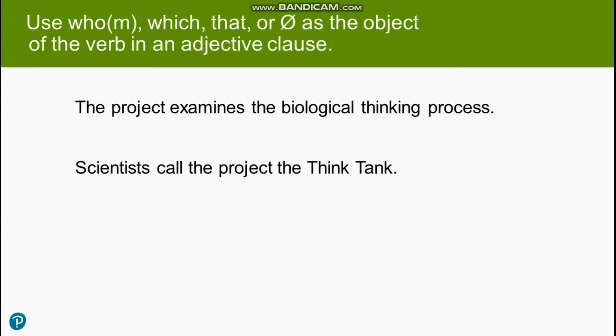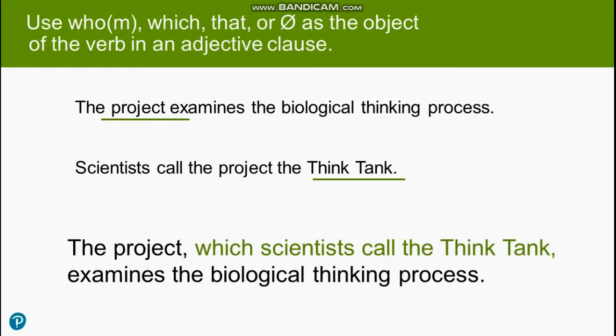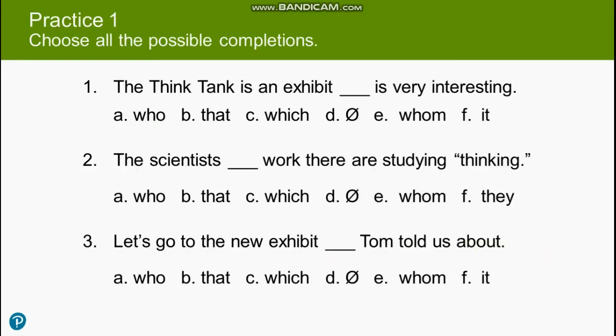Use whom, which, that, or who as the object of the verb in an adjective clause. The project examined the biological thinking process. The scientists call the project the think tank. As you can see in the underline, the project is our target, and the think tank is the object. So we both are objects. The project, which is called the think tank, is an object examining the biological thinking process.